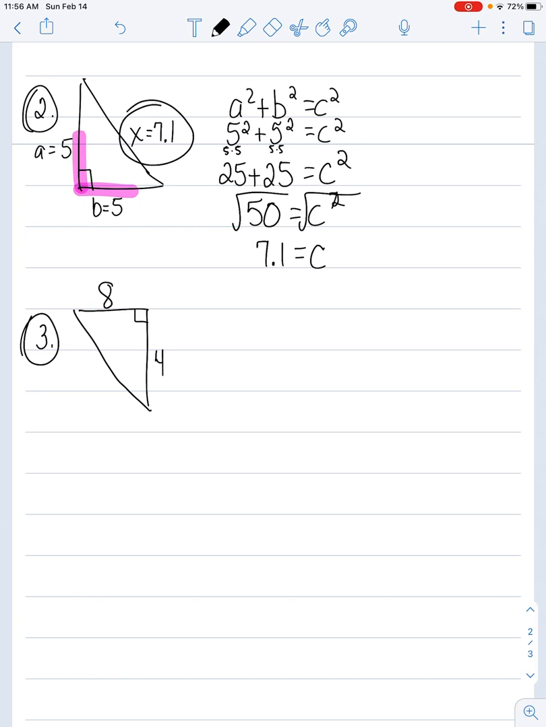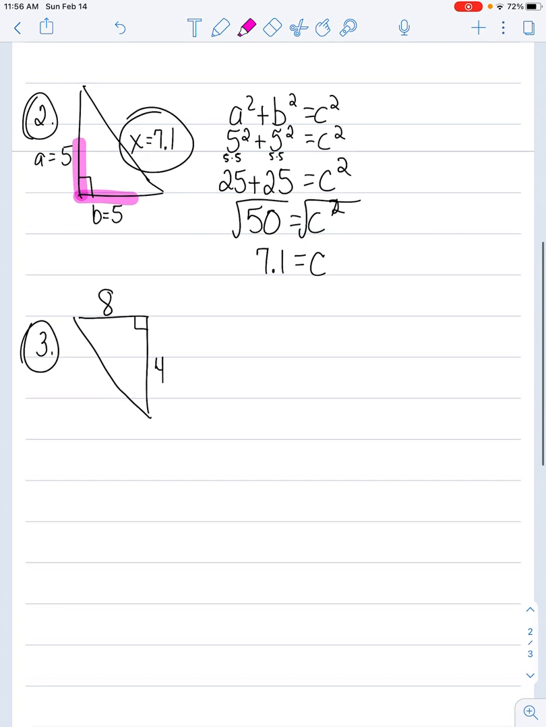And I'm not going to label that missing side. Sometimes it won't be labeled. We have to decide, do we have the A and B, or do we have one of the legs and the hypotenuse? Look for your L. I have both sides of the L, so I'm looking for C. I don't have C.